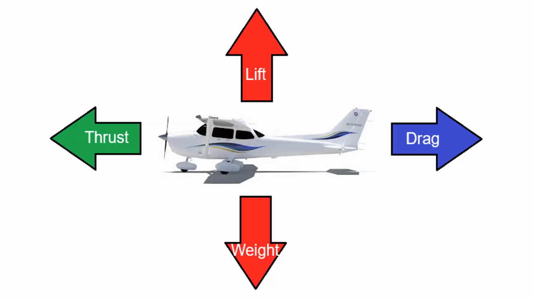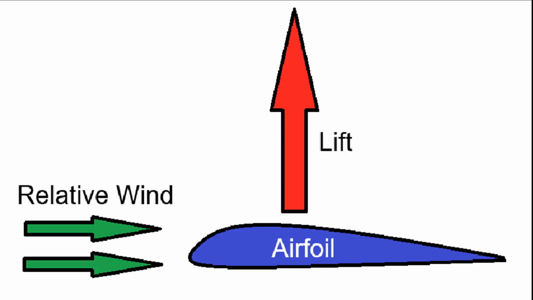Okay, so getting into the first force, lift. There's four forces. They're lift, weight, thrust, and drag. And lift is the force that allows an aircraft to fly. It's the force that holds an aircraft up. It opposes weight, and it is caused by two things. It's caused by relative wind and the shape of the airfoil.